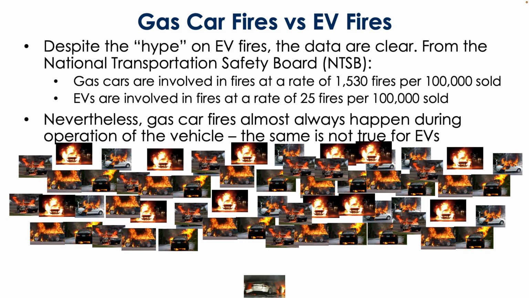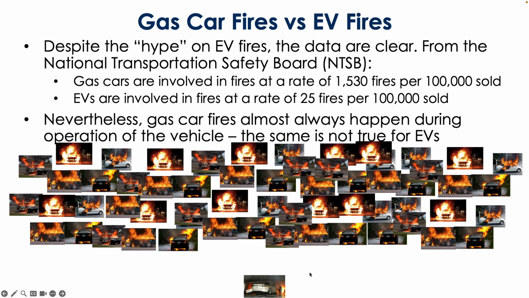But if we look at the actual data, gas car fires, so conventional vehicles catch on fire as well, and at a rate much higher than electric vehicles. Right, so gas cars are involved in fires at a rate of about 1,500 fires per every 100,000 cars, whereas EVs are maybe at about 25 fires per 100,000 cars. And so that ratio is like, for all of these fires that you see here, that would be one EV on fire.